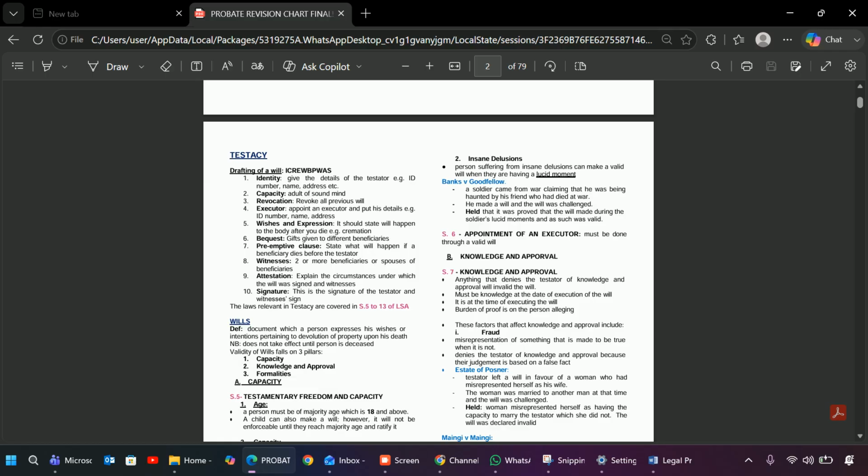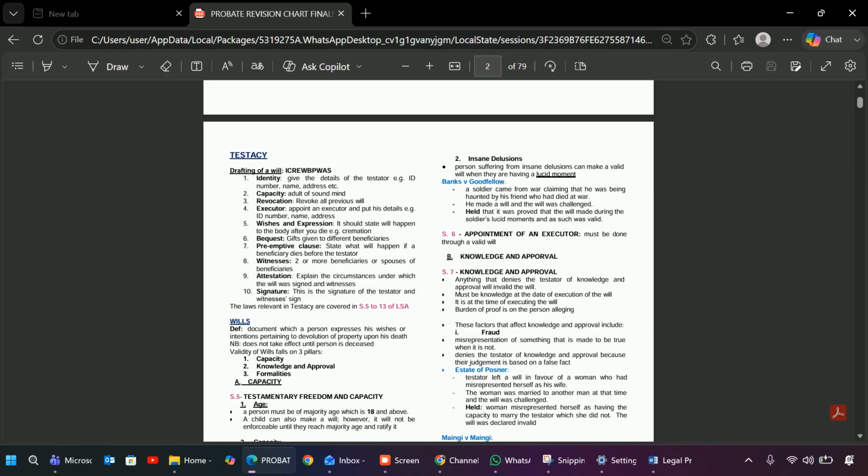Section 6 provides an appointment of an executor and must be done through a valid will. And section 7 provides for knowledge and approval. Anything that denies the testator of knowledge and approval will invalidate the will. It must be acknowledged at the date of execution of the will. It is at the time of executing the will, and the burden of proof is on the person alleging the same. And these factors that affect knowledge and approval will include the following.